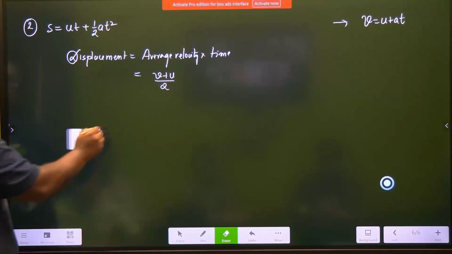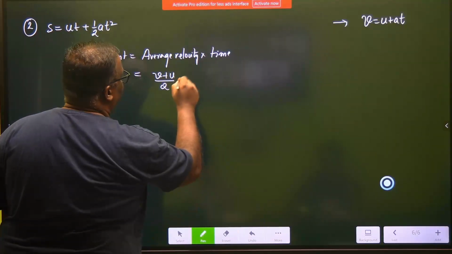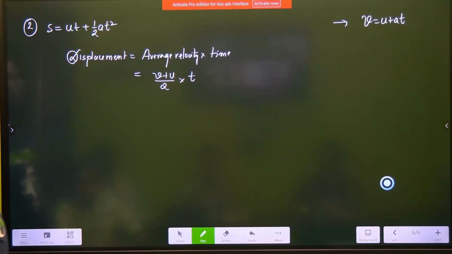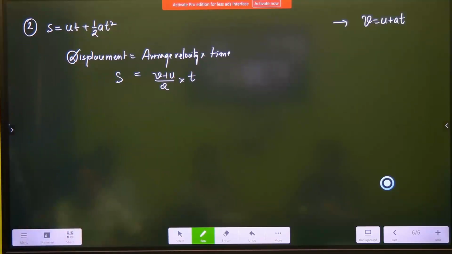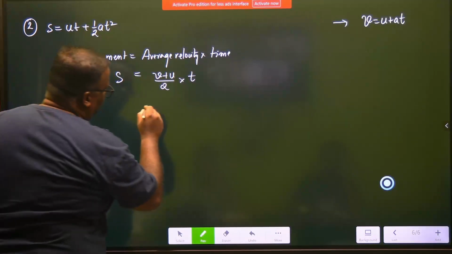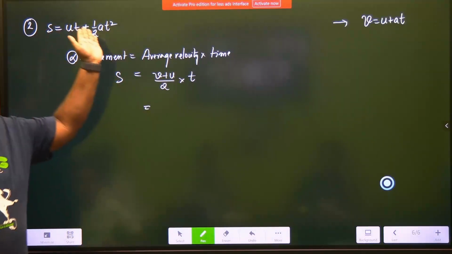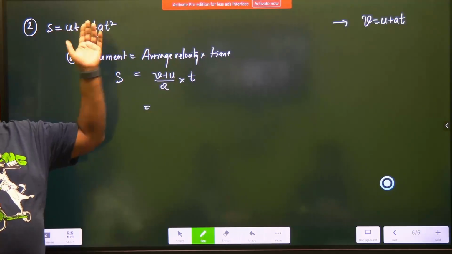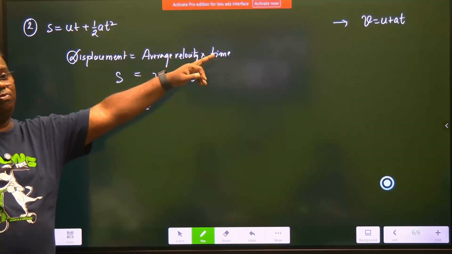So average velocity multiplied by what, beta? Time. Average velocity multiplied by time. This is displacement. Have you understood this? Right? From here, what we will do, look at v and plug. v cannot be there in your equation. The equation does not have v. So v has to be thrown out. So how do you throw out v? You substitute the first equation.